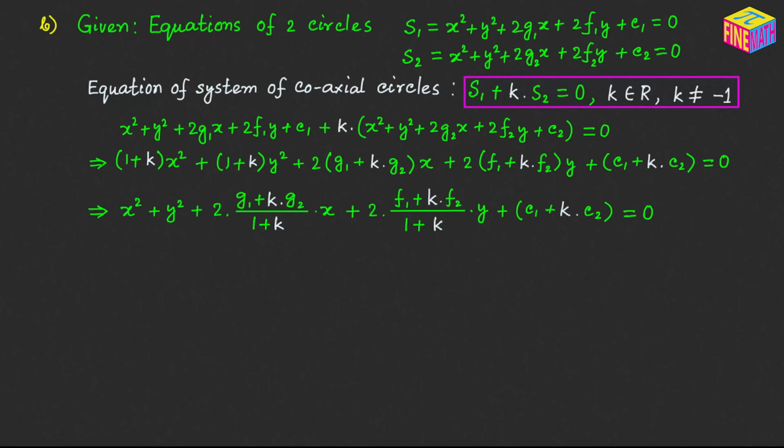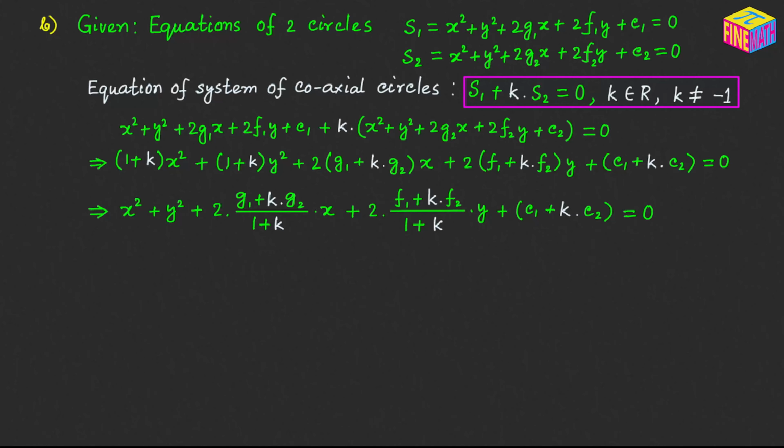Now what happens if k is negative 1? Well, if you look at the previous line where you see the coefficient of the x squared term is 1 plus k, now if we take k as negative 1, then the coefficient of the x squared term becomes 0, similarly the coefficient of the y squared term also becomes 0, that means it will not be the equation of a circle, it will become a linear equation, it will become the equation of a straight line.